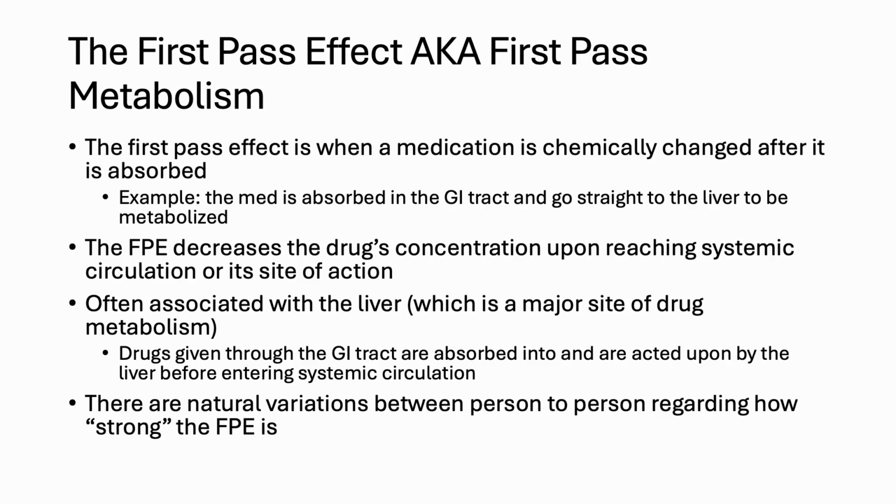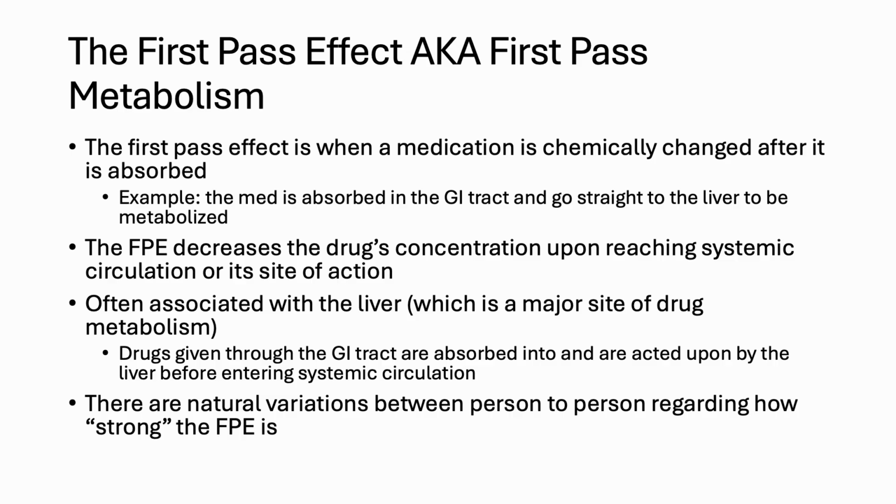Now we are going to talk about the first pass effect, also known as first pass metabolism. So the drug has been absorbed, it has gotten into the capillaries, it is in our bloodstream. The first pass effect is when a medication is chemically changed after it is absorbed. So what happens when we take things PO by mouth is that they are absorbed into our stomach, or into our small intestine, or into our large intestine. Anything that's absorbed into those areas immediately goes to the liver.